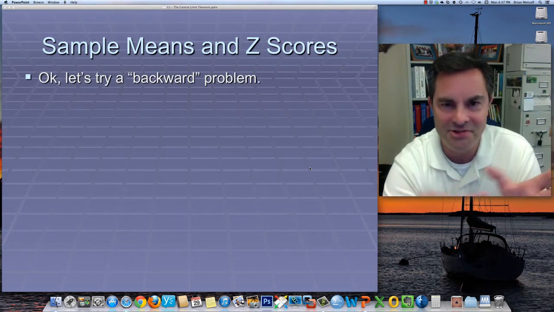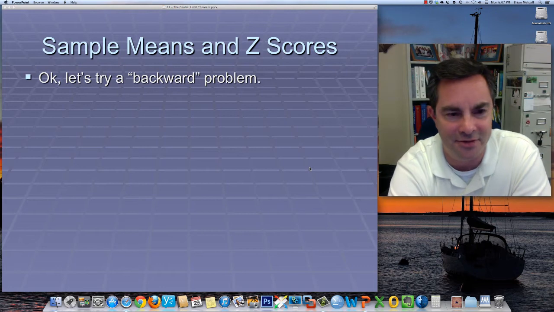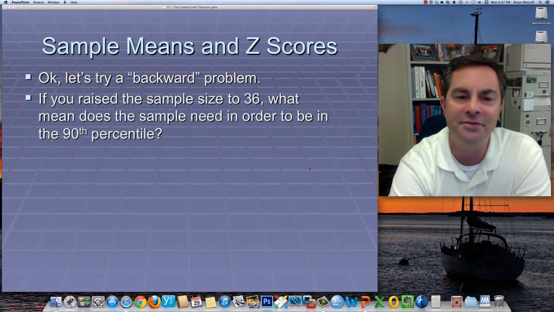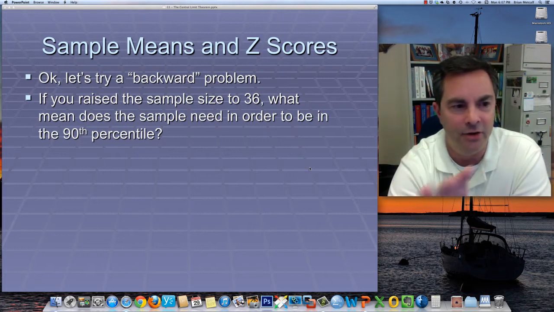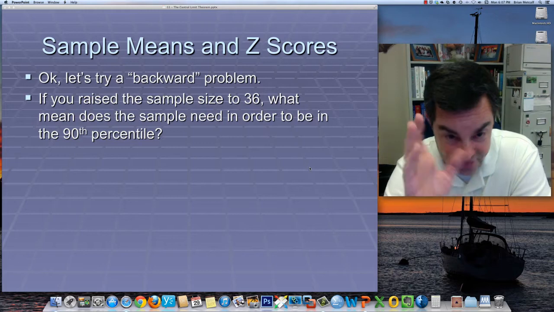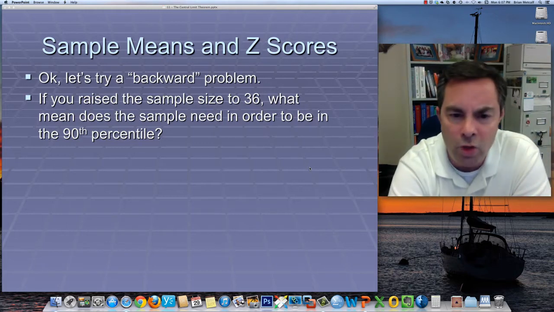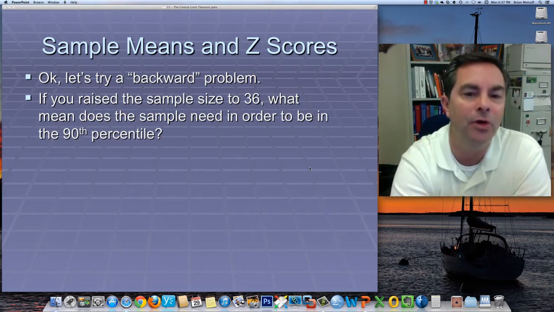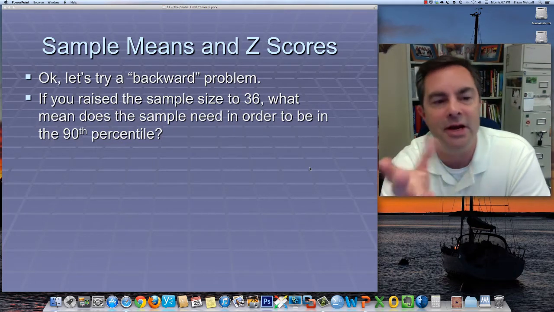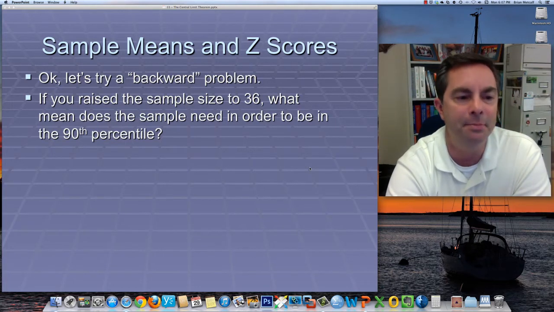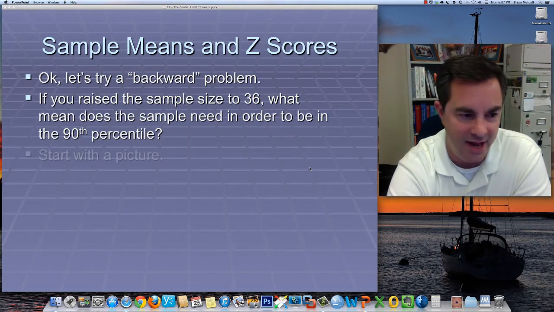Let's turn it around now. Let's try a backward problem. Let's try this out for the first time, my extra crispy backward formula. So we have a different kind of question, and I'm going to change everything here. Let's say we raise the sample size to 36. Now I got a whole big class, 36 people. And the question I want to know is, what sample mean would I need from those 36 to put them into the 90th percentile? In other words, what mean do they need to have to be placed in the 90th percentile?